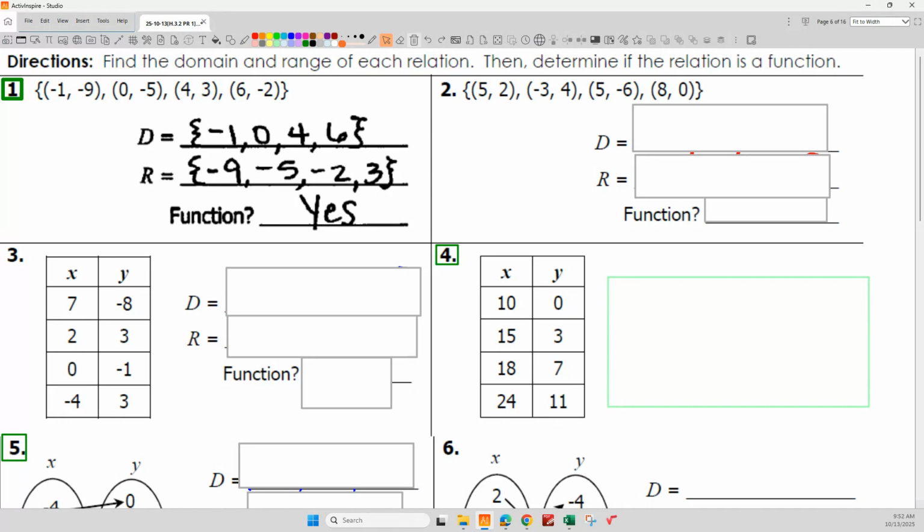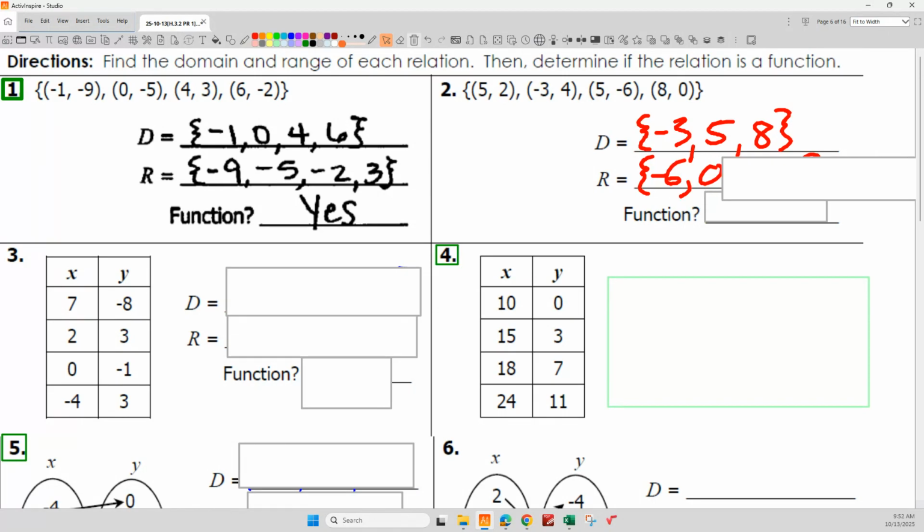Okay, how about number 2? What's the domain here? -3, 5, and 8. The 5 shows up twice here, doesn't it? Do we have to list that twice in the domain? No, we don't. Exactly. Okay, and the range? -6, 0, 2, 4.